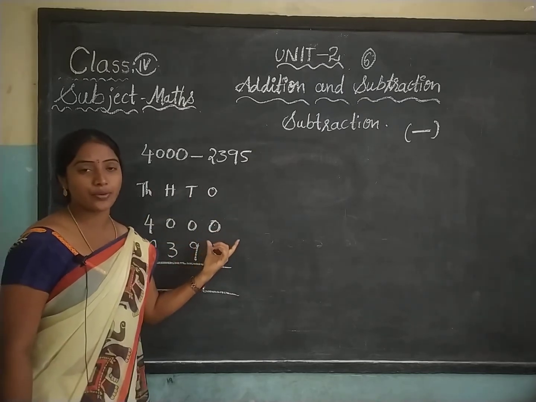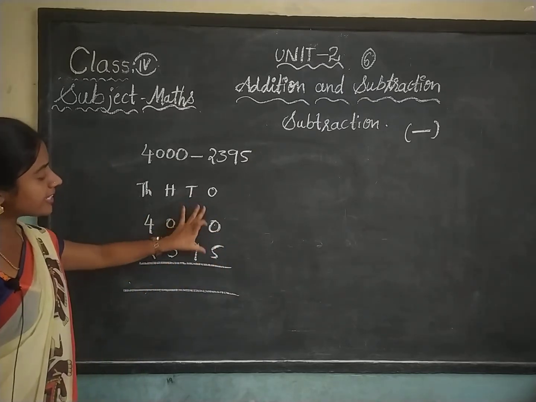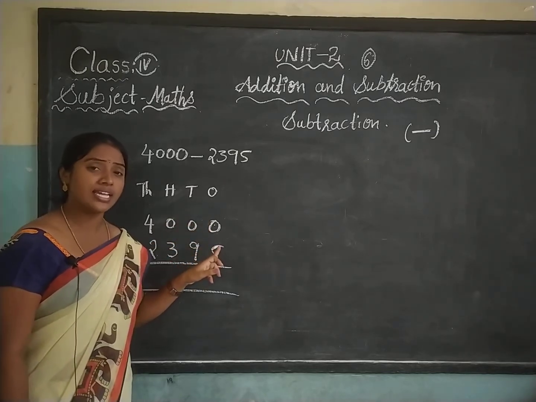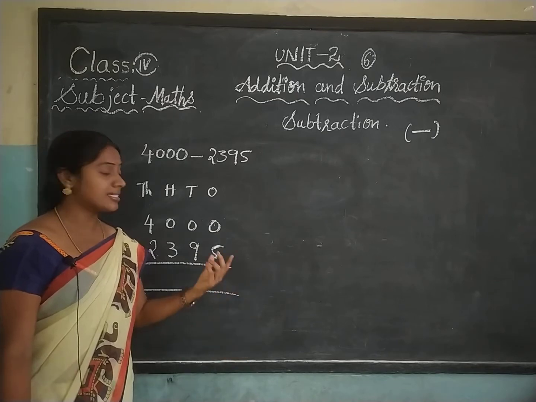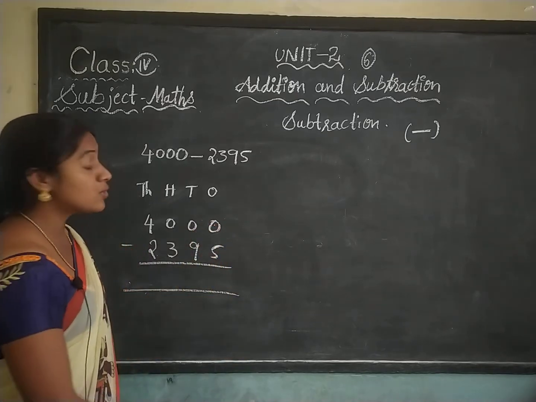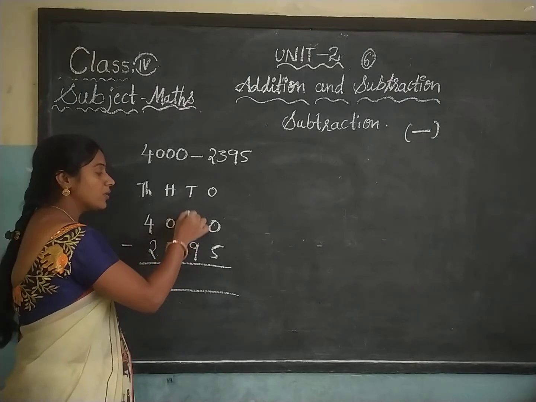Let us see the subtraction. First we do subtraction in the ones place. See, the ones place digits are 0 minus 5. How can we subtract 0 minus 5? We cannot subtract 5 from 0. So you have to take a borrow from the tens place.